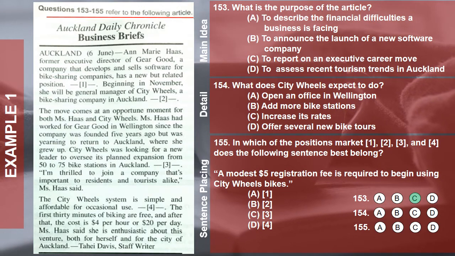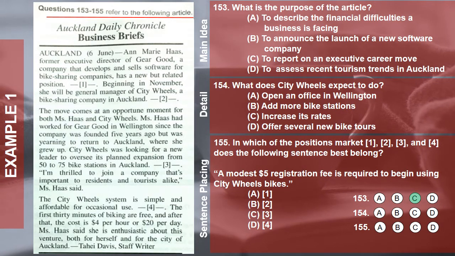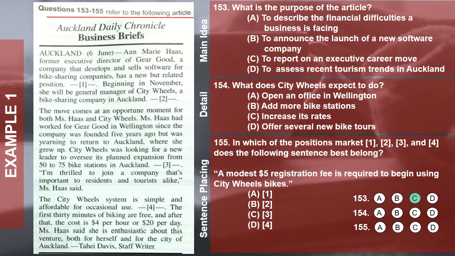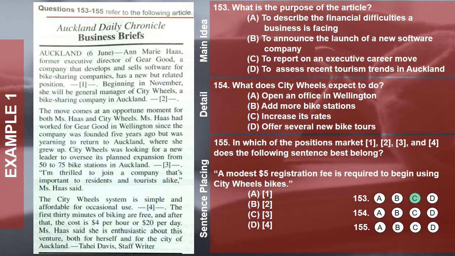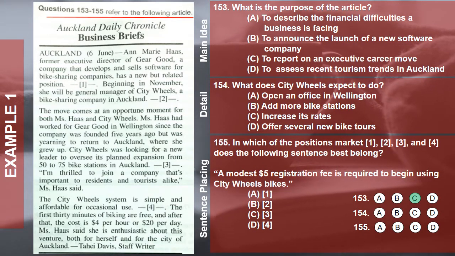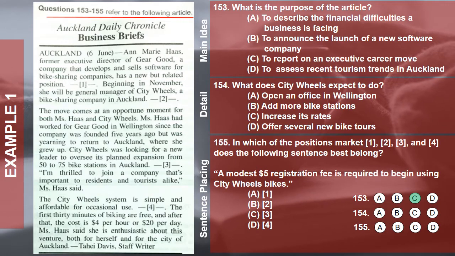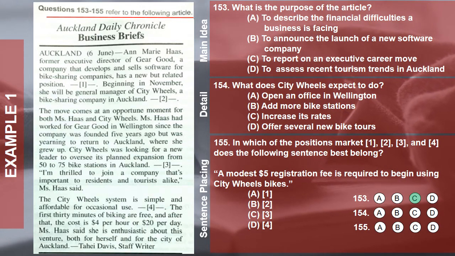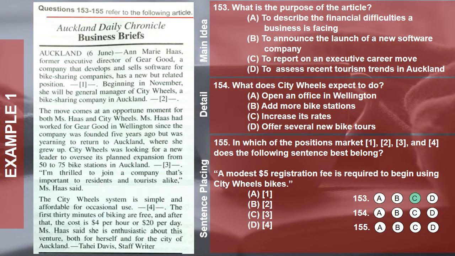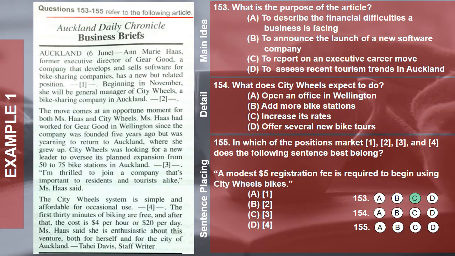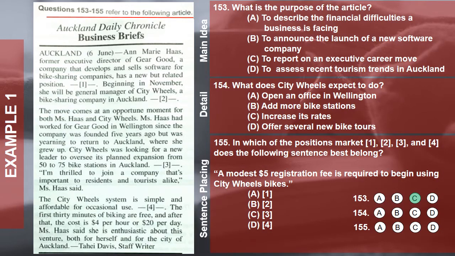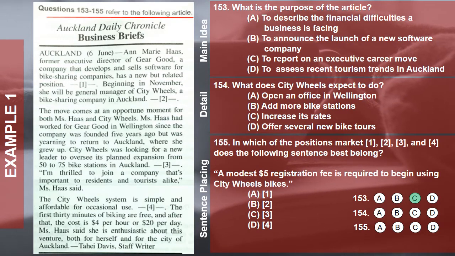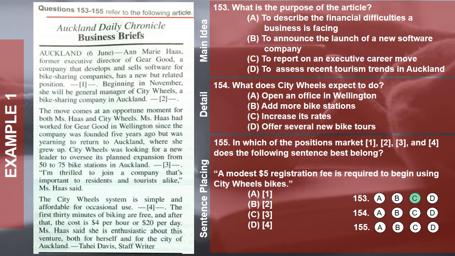For 154, what does City Wheels expect to do? For detail, move to the middle of the passage, the second paragraph. Just scan through and you can see City Wheels was looking for a new leader to oversee its planned expansion from 50 to 75 bike stations in Auckland. The options: open an office in Wellington, add more bike stations, increase its rates, offer several new bikes. For 154, the answer is B.